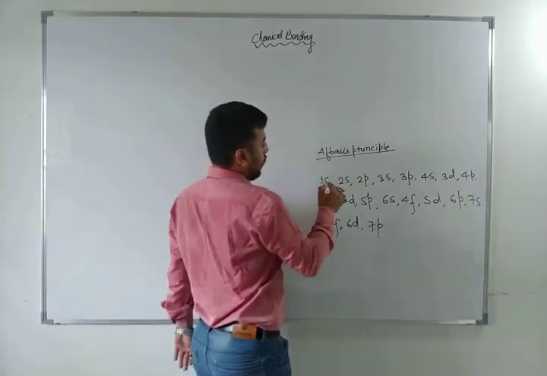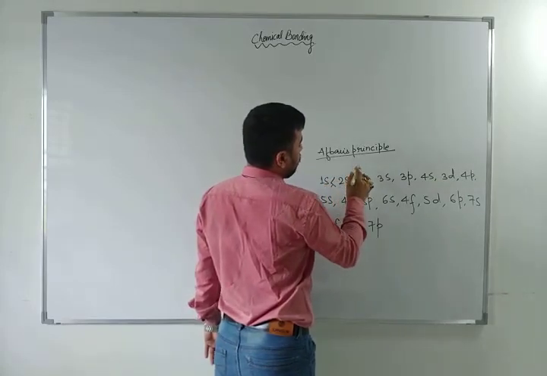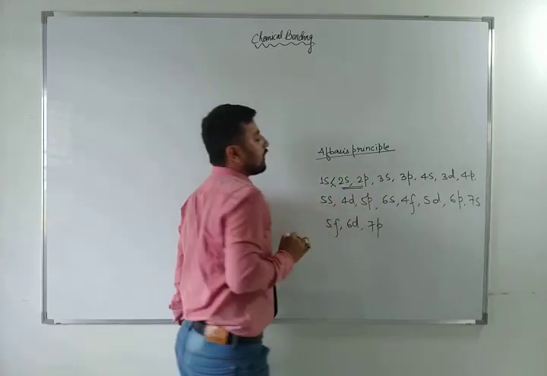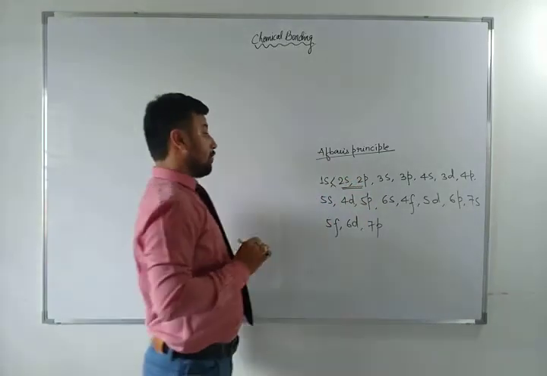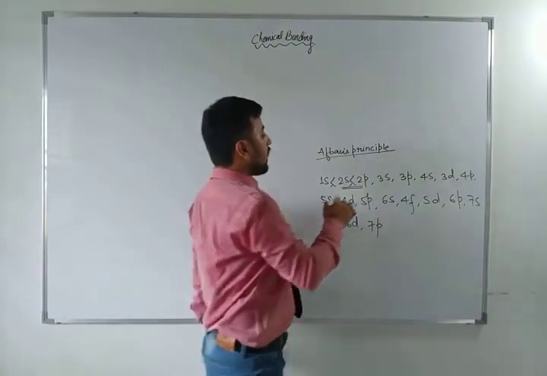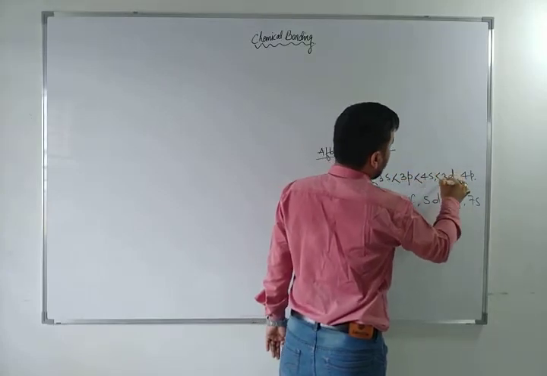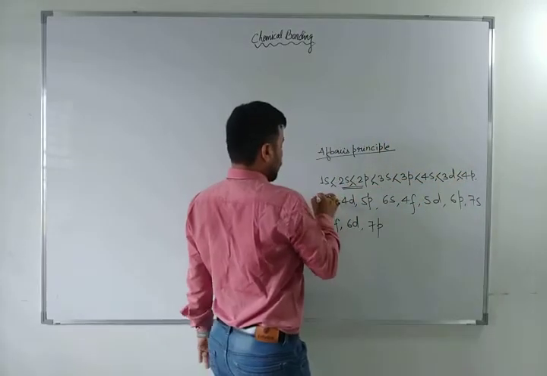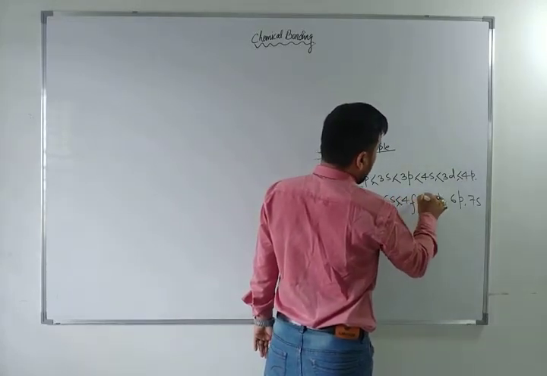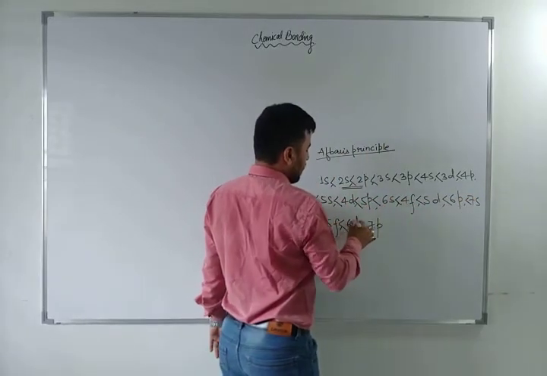Increasing energy order means 1s is less than 2s, 2s is less than 2p. Here, because they both are in the same shell, but remember 2s is lesser than 2p. Similarly 3s, 3p, 4s, 3d, 4p, 5s, 4d, 5p, 6s, 4f, 5d, 6p, 7s, 5f, 6d, 7p.